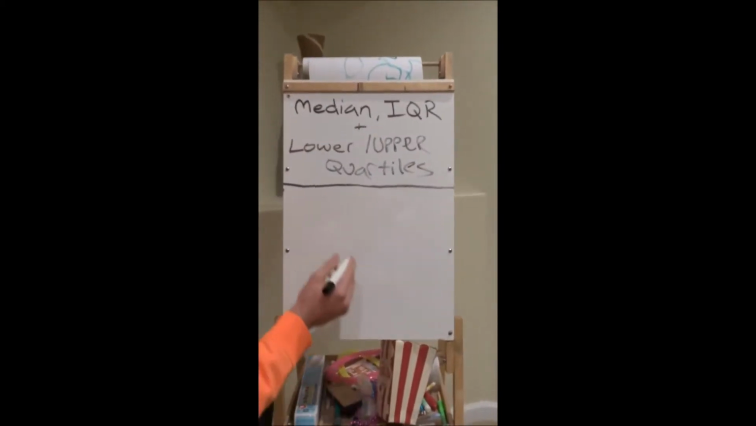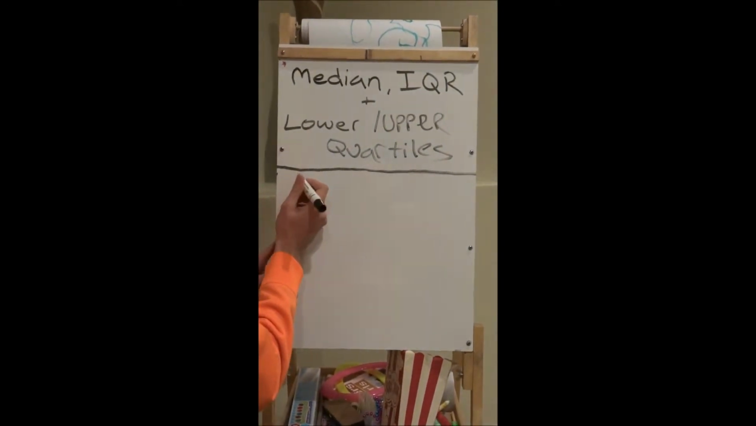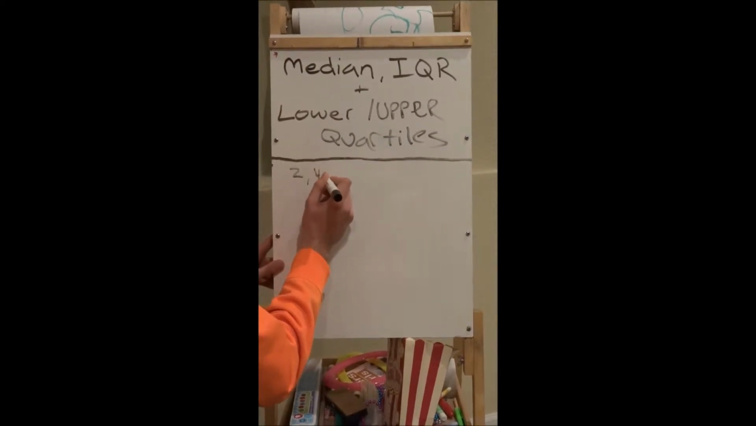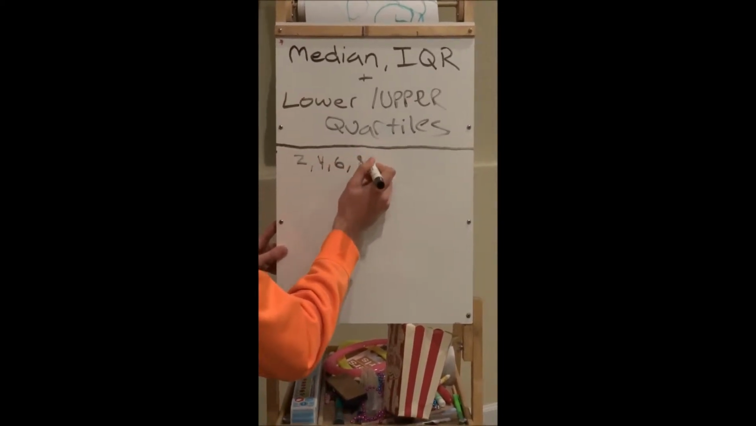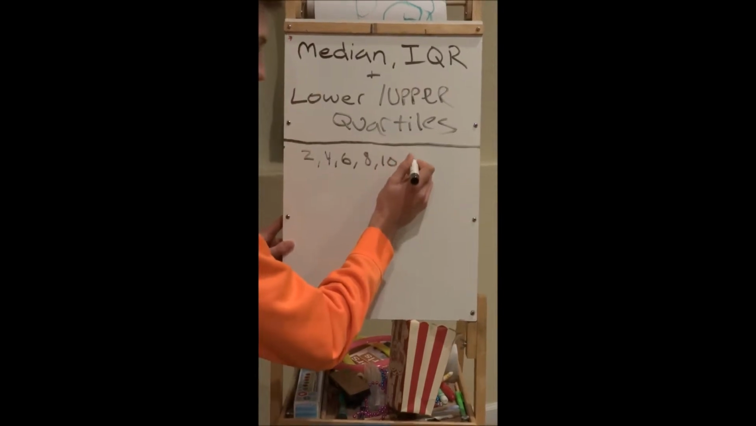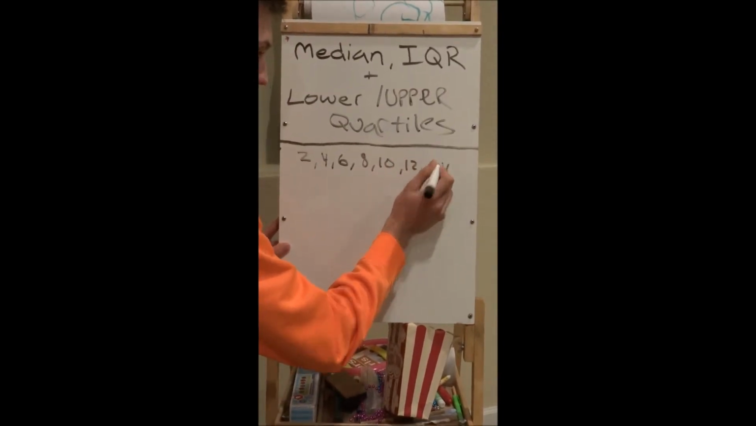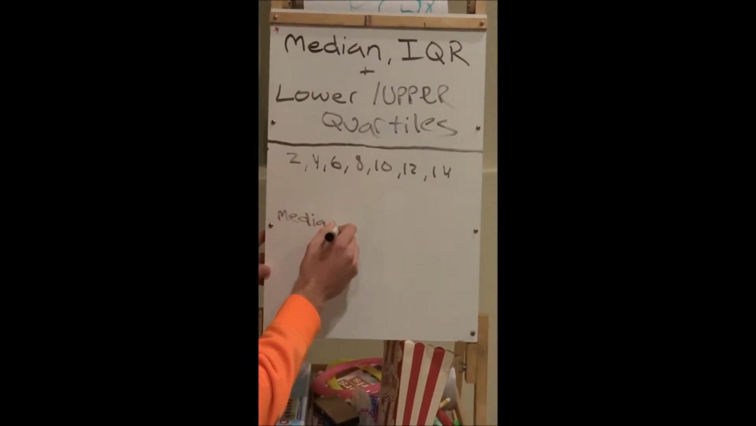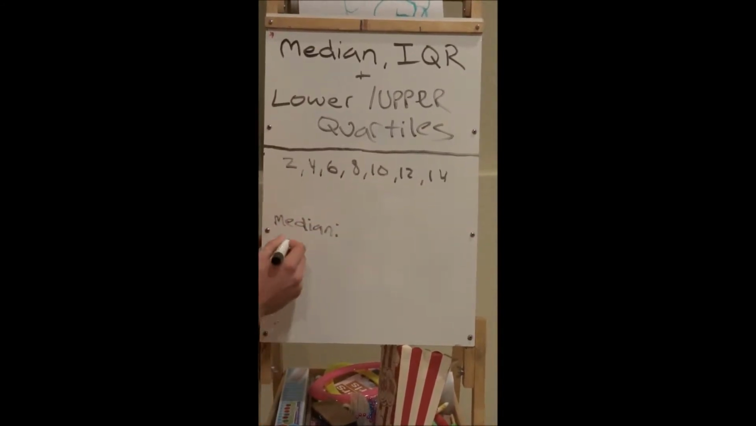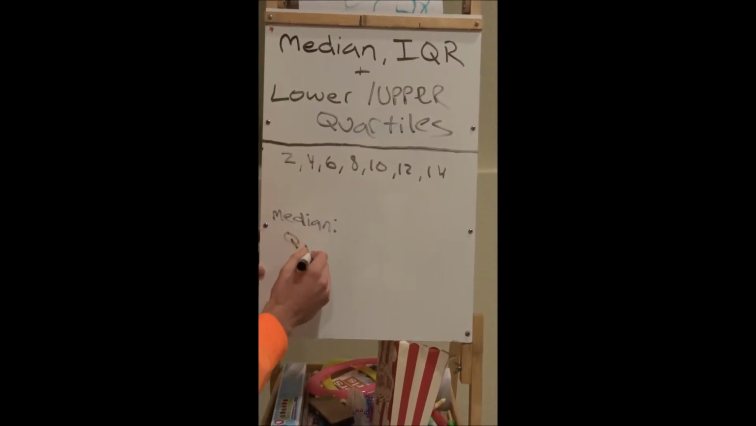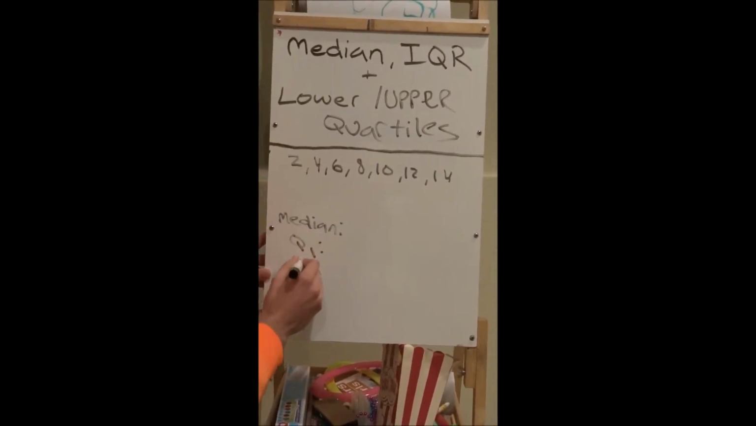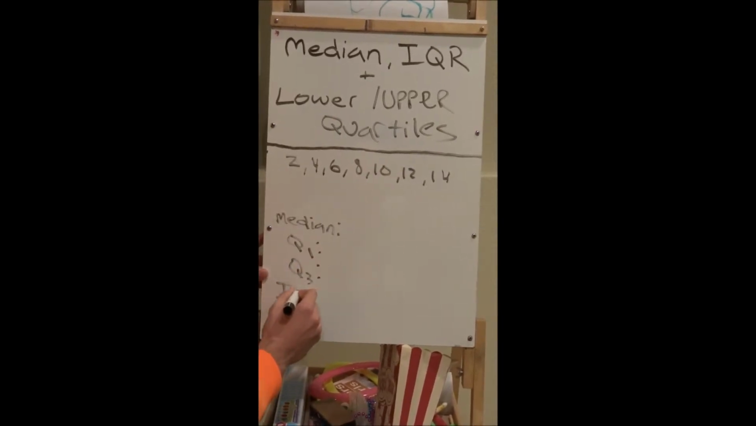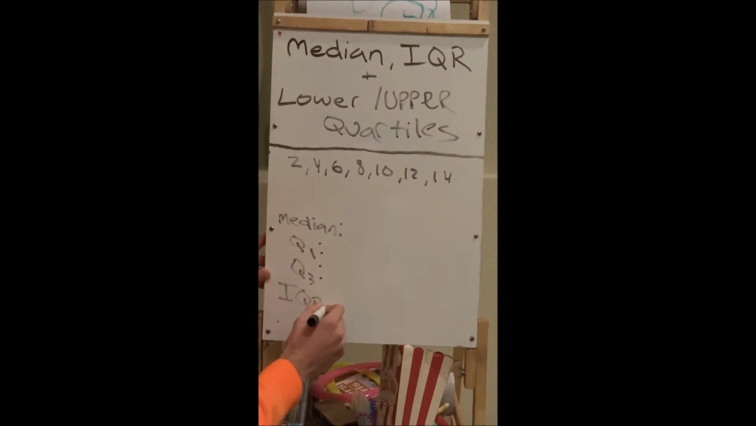So first we're just going to start off with a really basic data set. We're just going to go even numbers from 2 all the way through 14, just to make life a little easier on us. And we will be finding the median, the lower and upper quartiles. To represent the lower quartile, we're just going to do Q1. The upper quartile is going to be Q3. And the interquartile range will be represented with IQR.